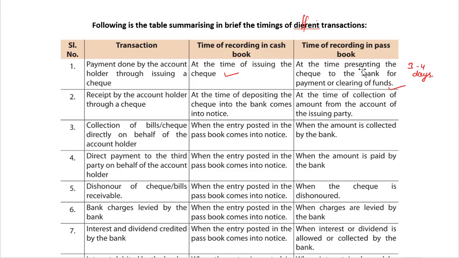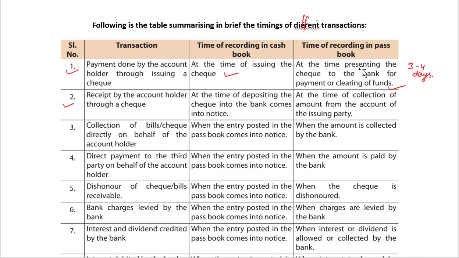It will take 3 to 4 days. Generally, it takes 3 to 4 days to clear the check because it goes through the clearing house. But if the one who needs to take the payment has not deposited or presented the check to the banker, in that case there will be a delay.